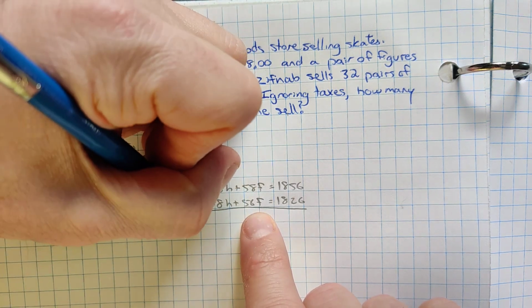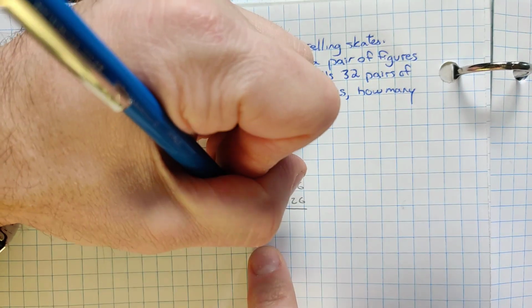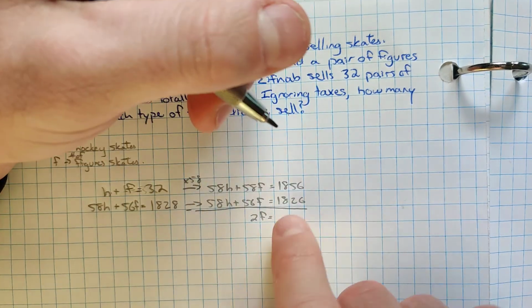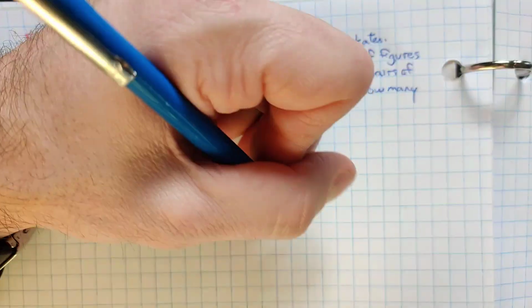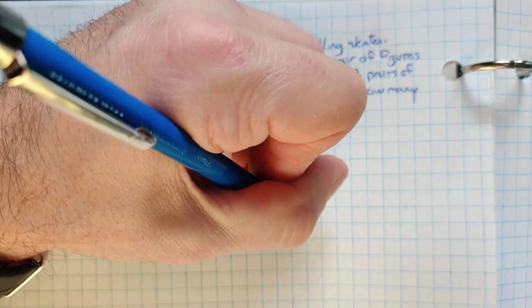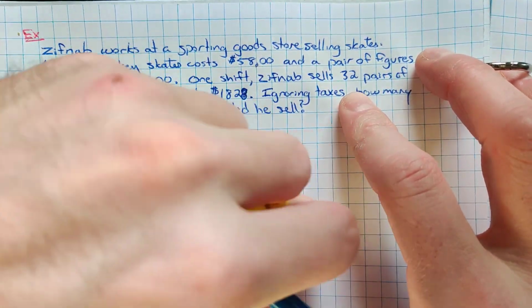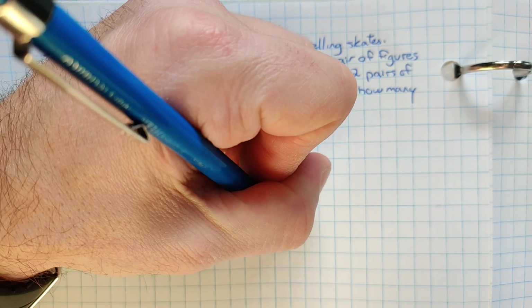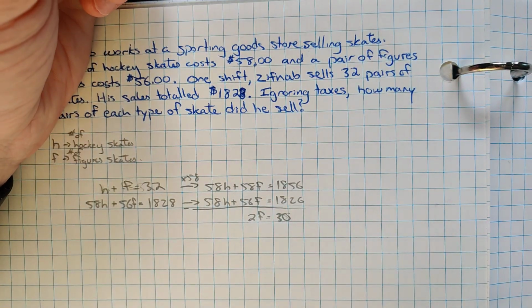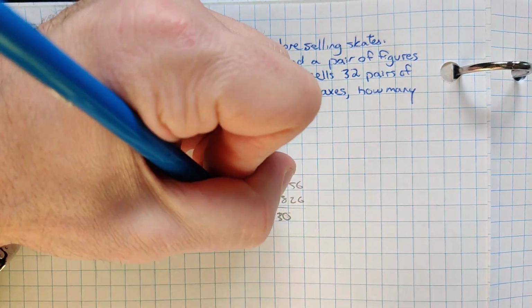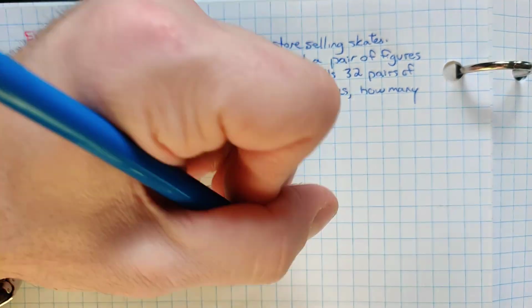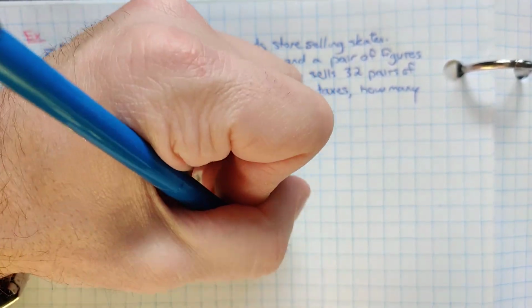So I'll subtract 58 minus 56. That's going to give me 2F equals 56 minus 26. That's going to give me 15. Or sorry, going to give me 30. Getting ahead of myself. 2F equals 30. How do I get rid of that? 2, divide both sides by 2, F equals 15.